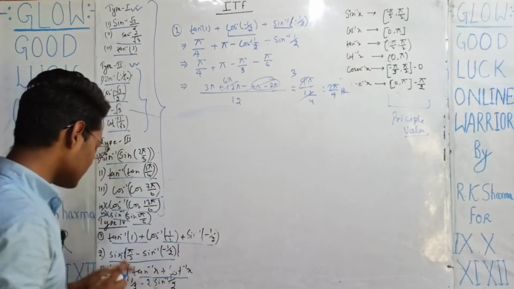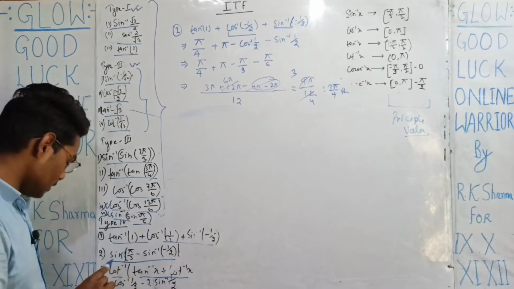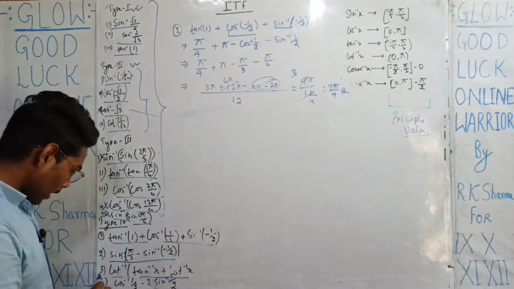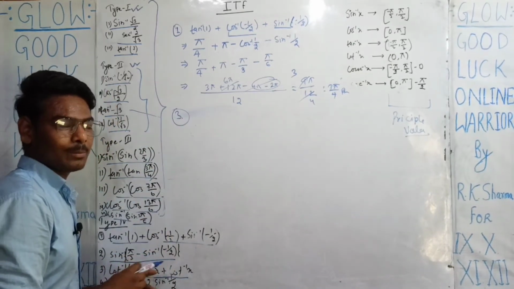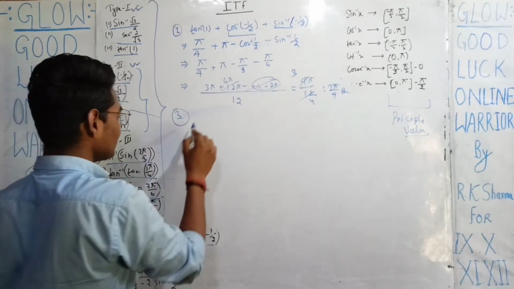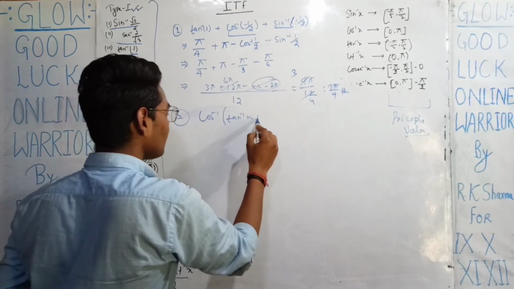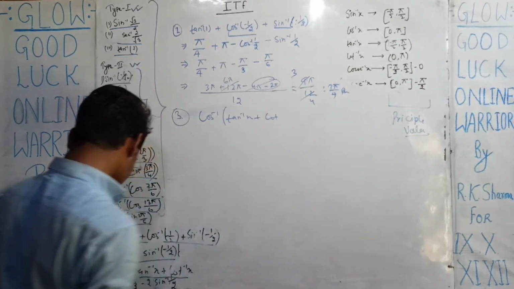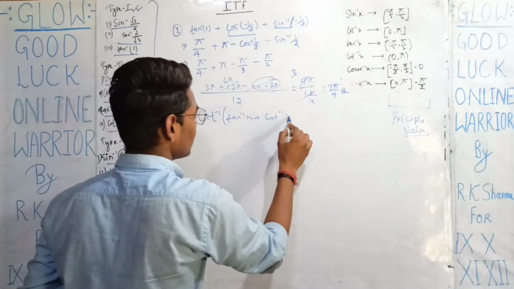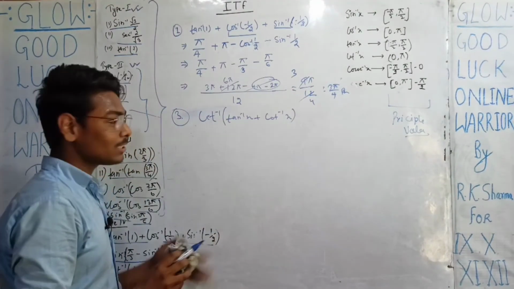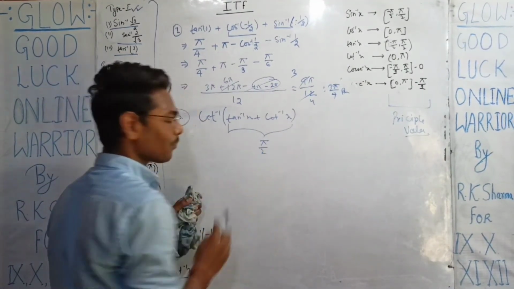Okay, I will solve one more question, and then I'll end the video. It is very easy. Cos inverse of tan inverse x plus cot inverse x. We know this is the formula: tan inverse x plus cot inverse x gives pi by 2.